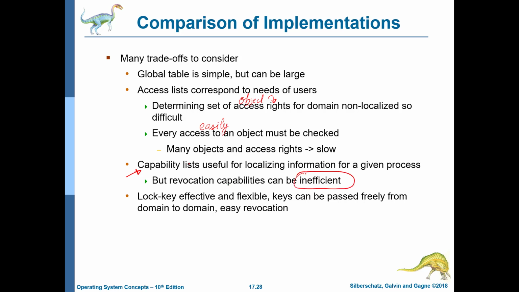which can be quite inefficient. The lock-and-key is effective and flexible in the sense that keys can be shared, and they can be passed freely from domain to domain. It's easy to revoke a permission, in the sense that we can just change the lock and all the keys will become invalid. So that also is doable. So the lock-key method is fairly effective, but of course the issue here is that if a key is stolen, then a malicious process has access to the object.